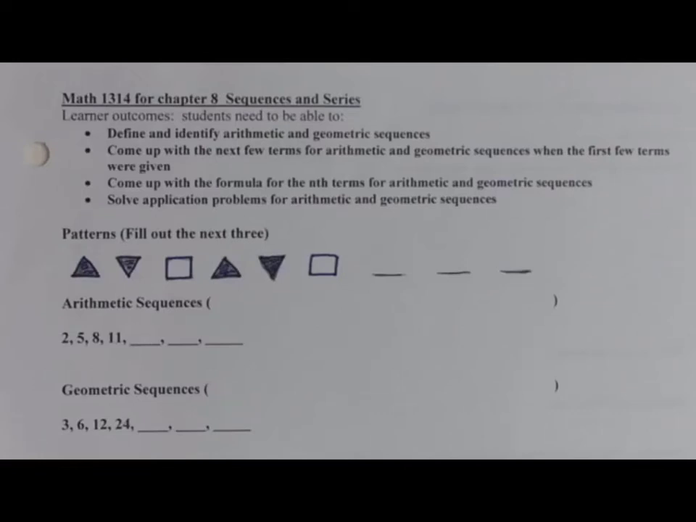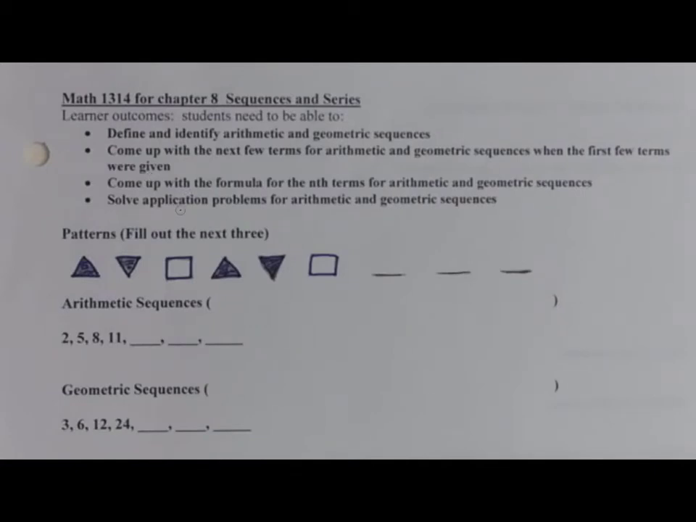Next, we are looking at Chapter 8, Sequences and Series. We only focus on the really basic one, so we want to be able to define and identify arithmetic and geometric sequences. We need to be able to come up with a few terms for each type of sequence when the first few terms were given.